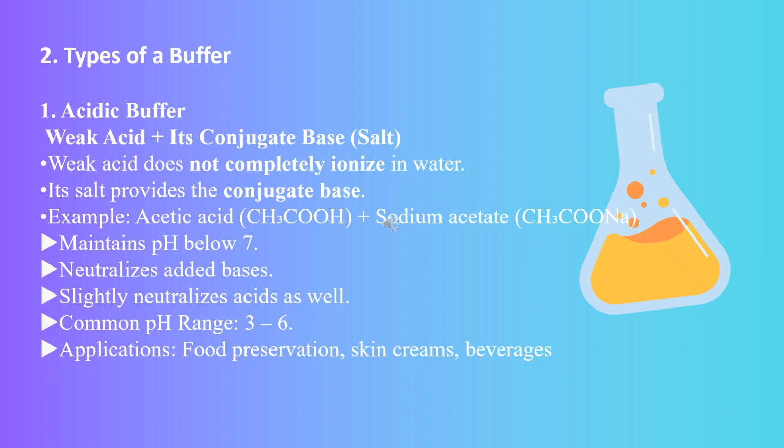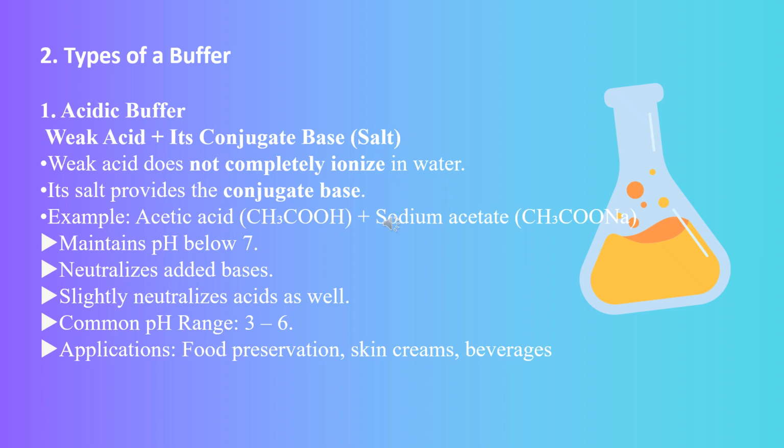Types of buffers. There are two types of buffer: acidic buffer and basic buffer. So first of all, what is an acidic buffer? Acidic buffers are made up of a weak acid and its salt with a strong conjugate base. A weak acid does not ionize completely, and the salt provides the conjugate base. Why do we use a weak acid? Because it will ionize slowly. So whenever a strong base is added to it, it will absorb all the changes in it. Okay, and its example is acetic acid plus sodium acetate. Combined they will form the acidic buffer.